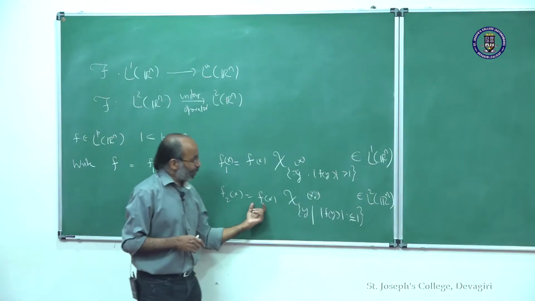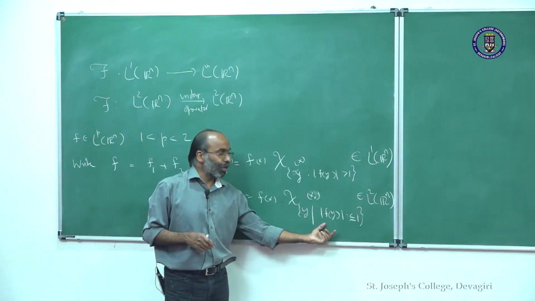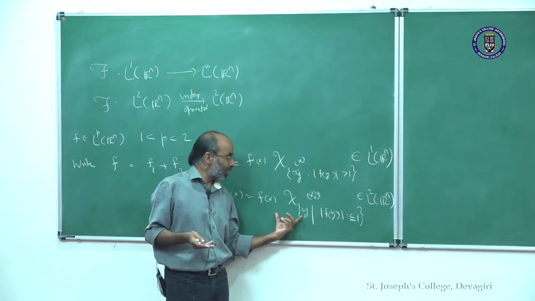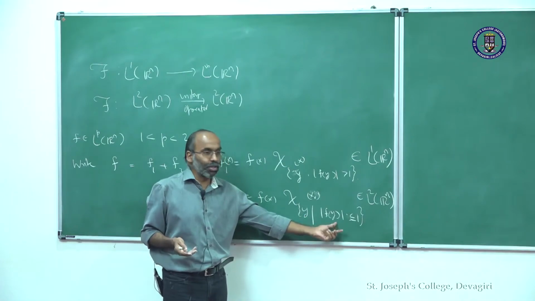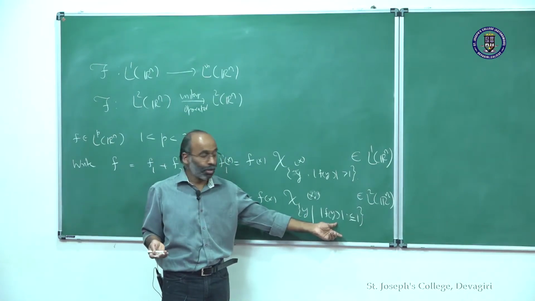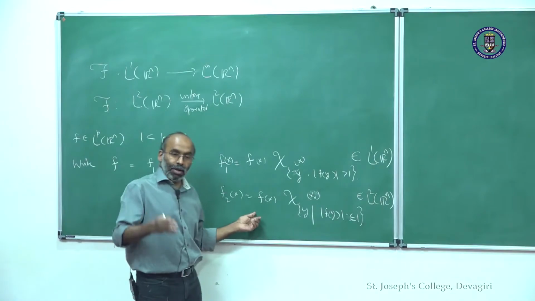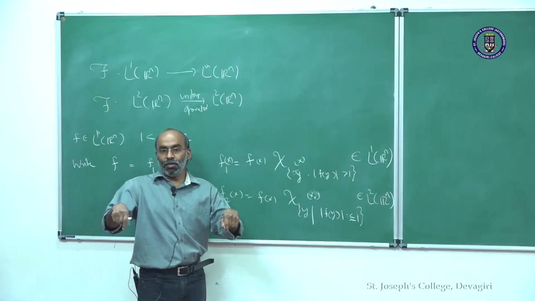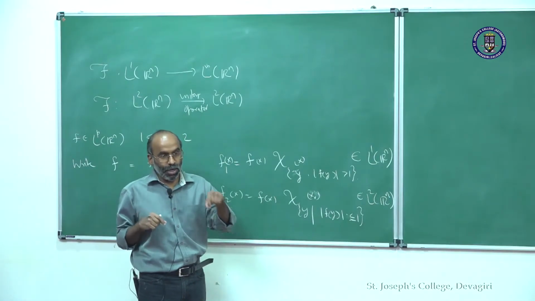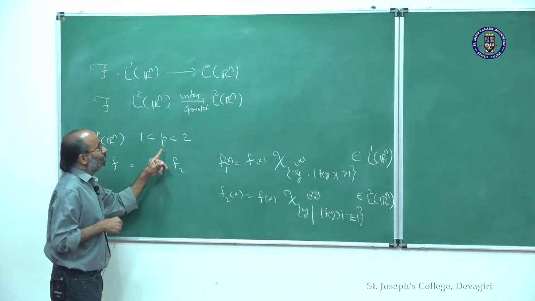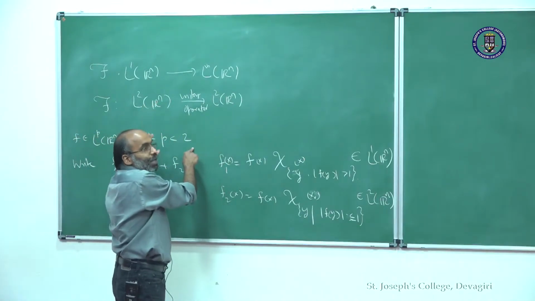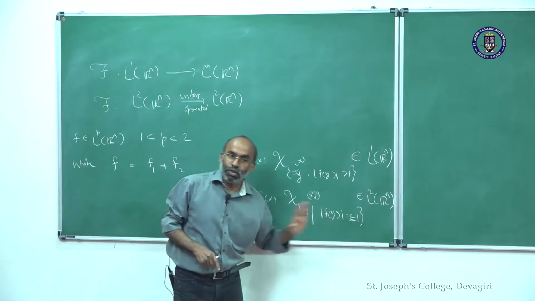Here f2 is f restricted to where |f| is less than or equal to 1. So this is bounded, because it is restricted to the set where it is less than or equal to 1. f is in LP, and if it is in LP and in L infinity, it will be in all the intermediate spaces, and since P is less than 2, it will be in L2. So that is in L2.